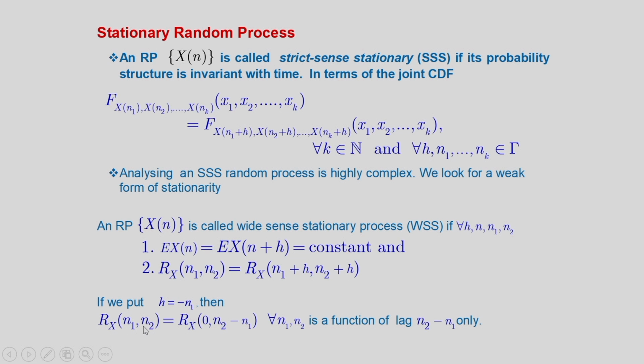So, Rx of n1, n2 will become Rx of 0, n2 minus n1. If we want this condition, then this is equivalent to the statement that Rx of n1, n2 is a function of lag n2 minus n1 only. It does not depend absolutely on n1 and n2. It depends only on the time difference n2 minus n1. So, for a wide sense stationary process, the mean E of xn is constant and the autocorrelation function Rx of n1, n2 is a function of n2 minus n1 only.